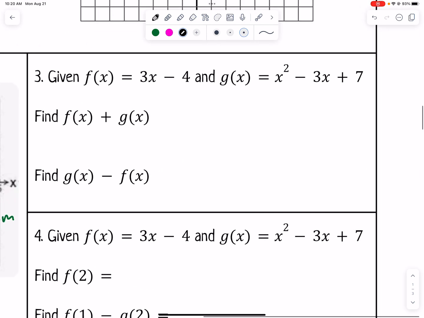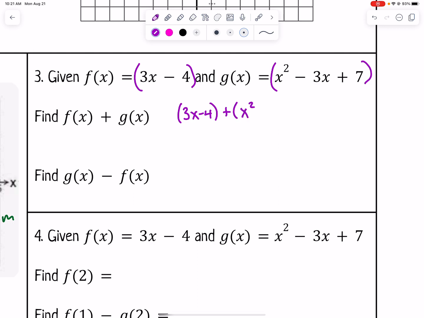All right, number 3 says given f of x is 3x minus 4 and g of x is x squared minus 3x plus 7, we want to find f of x plus g of x. So you literally take f of x, which is 3x minus 4, and add it to g of x, which is x squared minus 3x plus 7. So you're just going to combine like terms. I see x squared doesn't go with anything else. I see 3x plus negative 3x would cancel each other out or add up to 0. Then negative 4 plus 7 would add up to 3. And so that is my answer to the first part.